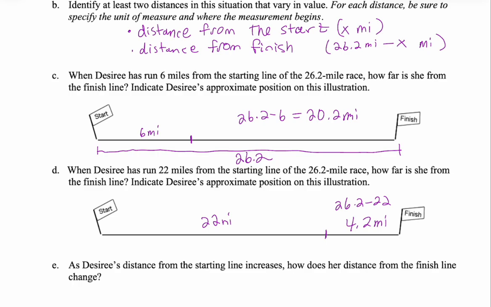And then E says, as Desiree's distance from the starting line increases, how does her distance from the finish change? Yeah, so as that is a variation, as one is going to be increasing. So when she's here, that's there, but when she's here, that got smaller. When she's here, that got smaller. So we would say the distance would decrease.